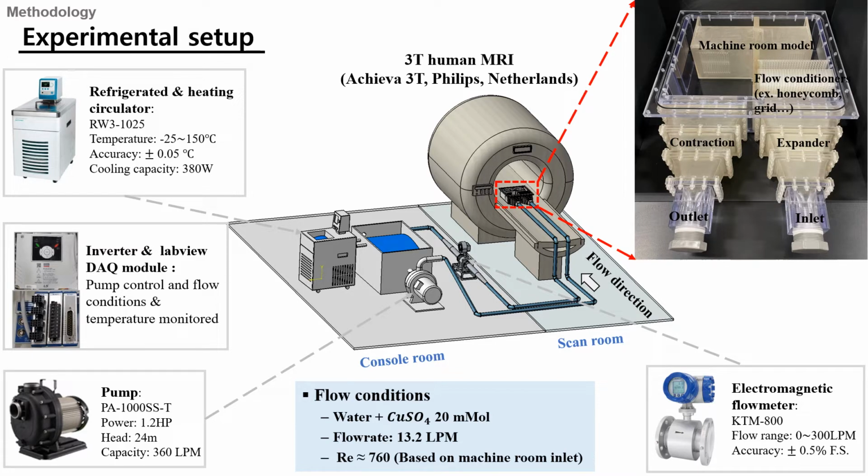In order to suppress the disturbance caused by incoming flow to the machine room model, a flow conditioner is inserted at the right of the reservoir. The flow enters from the right inlet, passes through the flow conditioner and machine room model, and exits at the left outlet. As a working fluid, a copper sulfate aqueous solution is used instead of air. The flow rate was set to 13.2 rpm to make a Reynolds analogy.